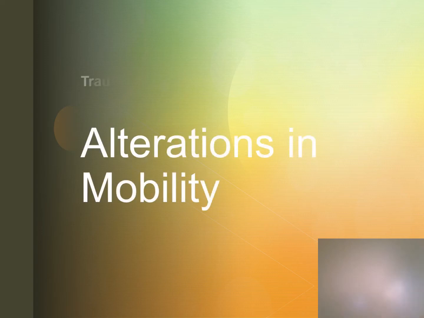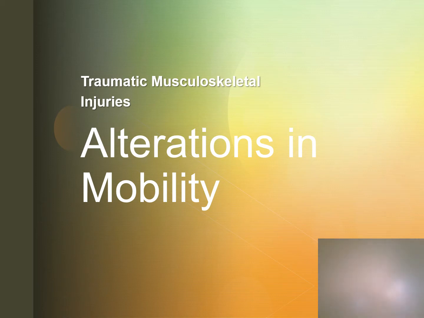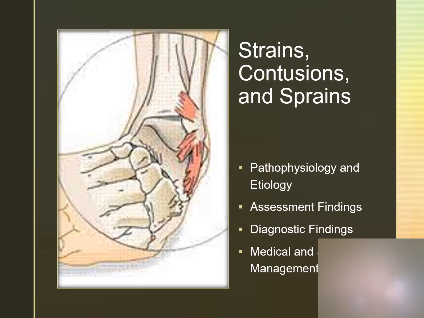Alterations in mobility, traumatic injuries. Injuries to the musculoskeletal system can potentially cause dysfunction to the muscle, injury to the blood vessels and nerves, or skeletal dysfunction. Treatment will involve immobilization of the injury until it's healed.